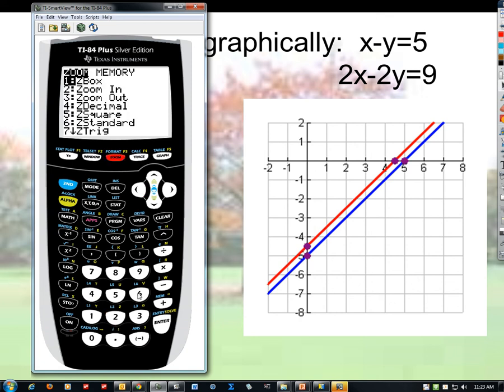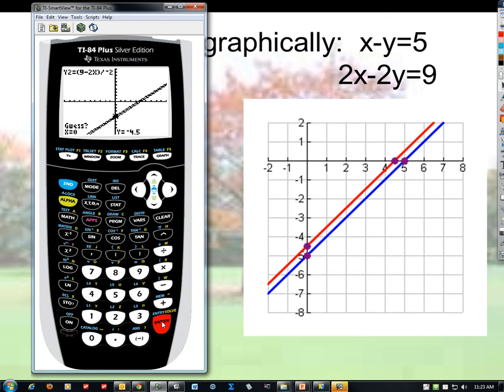Zoom, 6. And, well, they look parallel, okay? Do I know they're parallel? I don't, because they could intersect off the screen somewhere, right? If I try to find the intersection, if I go second, calc, intersect, enter, enter, enter, it tells me error, no sign change, meaning that it's off the screen. That's kind of its way of telling me that. So that didn't tell me much though. It doesn't tell me if they're parallel or not. It just tells me that the intersection's not on the screen.